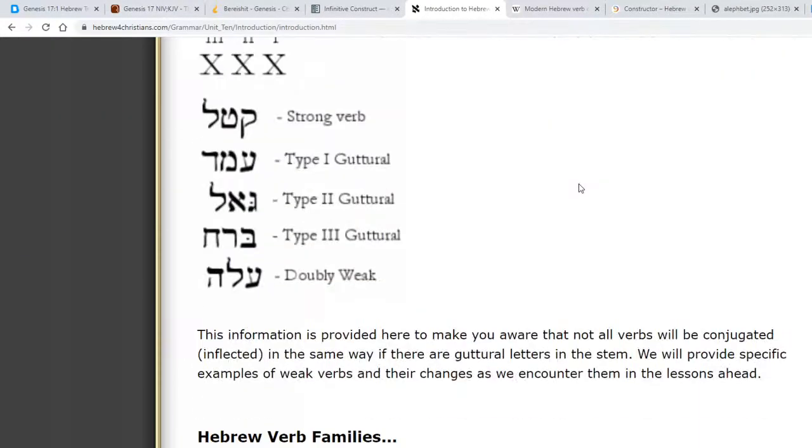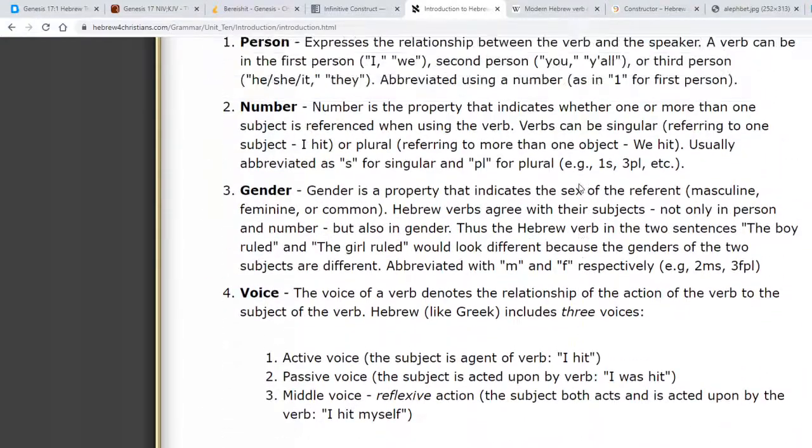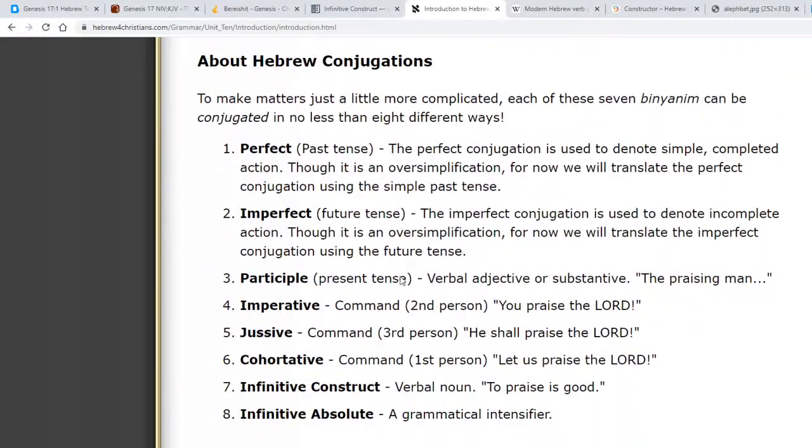Let's talk about the various tenses, as they talk about it. In Hebrew, there's the perfect, or to simplify it, the past tense. This is for a completed action. So perfect meaning completed. The imperfect, the future tense, is for incomplete actions, for things that are ongoing and going to complete in the future. And there's the participle, which is the present tense of the word.